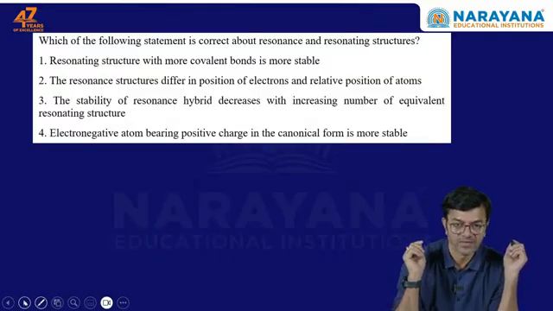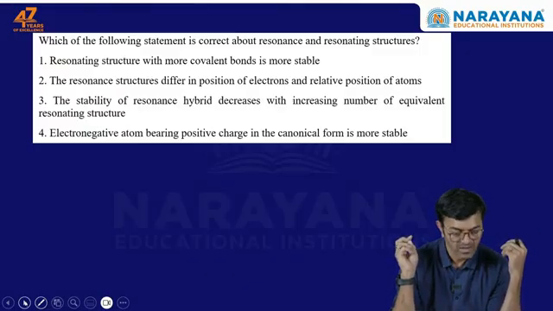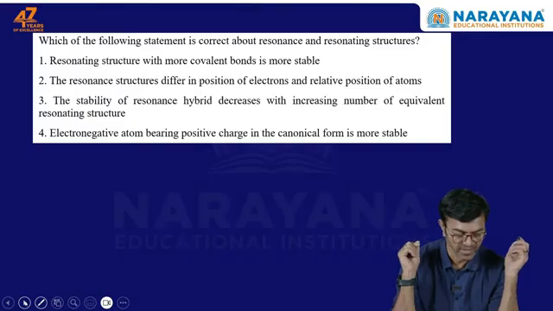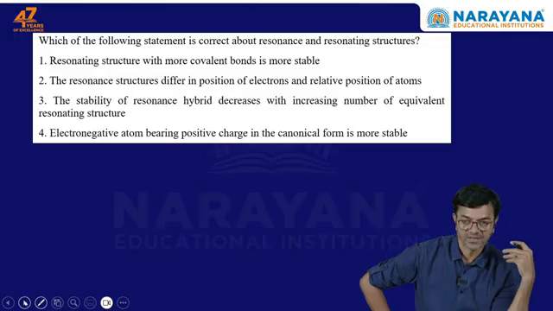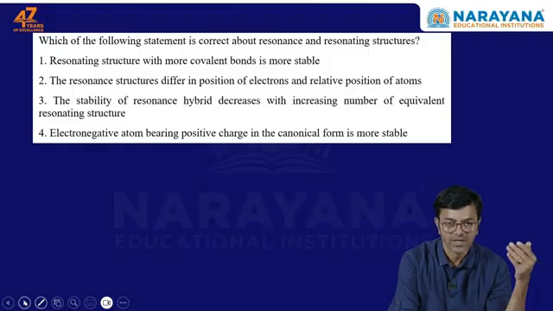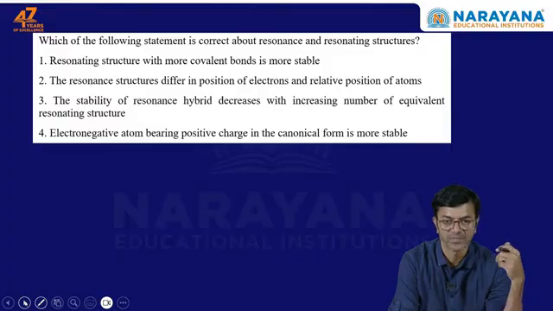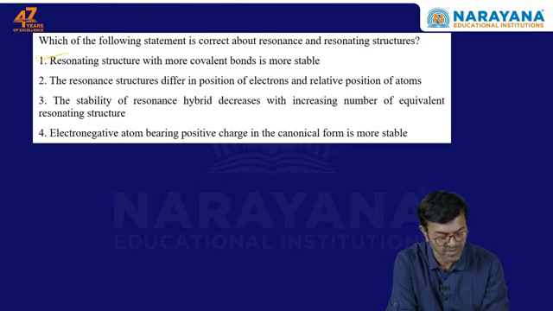Okay, next question. This is related to stability of resonating structures, and simple memory based question, or no much calculations or anything needed here. Which of the following statement is correct about resonance and resonating structures? So he's asking stability of resonating structures. The first statement, if you see, resonating structure with more covalent bonds is more stable. That is absolutely right statement, because more the covalent bonds, it releases energy and attains more stability. So stability, the energy of the system will be less if it has more number of covalent bonds. So first statement is absolutely correct.